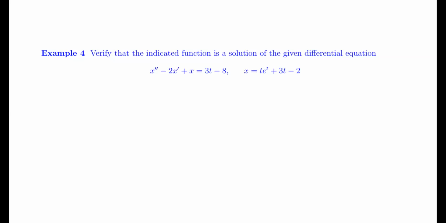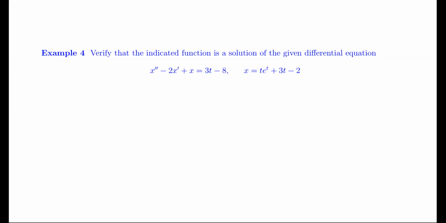So if we take a look at this particular example, here we have x double prime minus 2x prime plus x is equal to 3t minus 8. And we're saying that we want to verify that x equal to t e to the t plus 3t minus 2 is a solution to this differential equation.